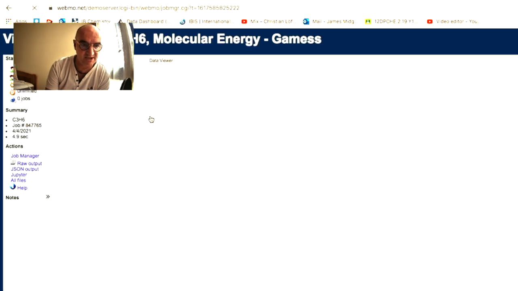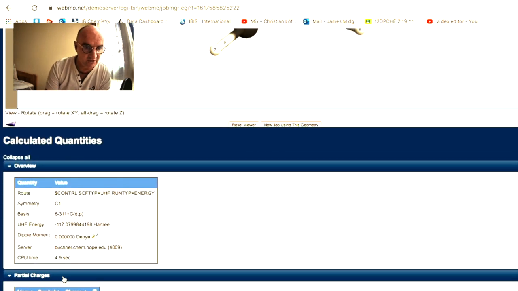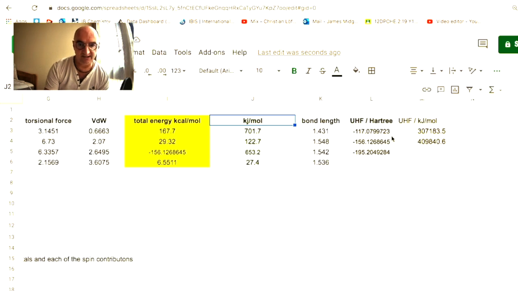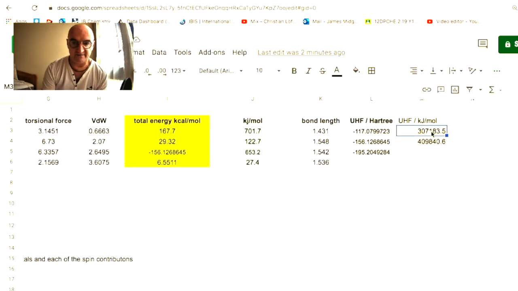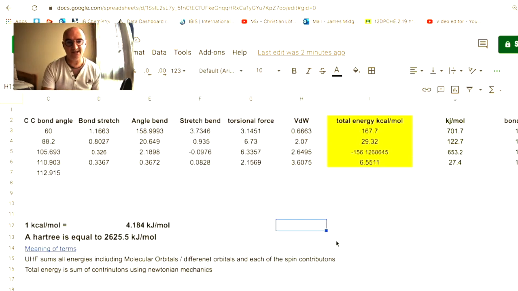So there's my C3H6. That will pop up in this screen. That's great. All looks the same until you go down, and then at the bottom here, you get the UHF energy in Hartree units. So you can just copy and paste that into here, which I've already done before, and converted it into kilojoules per mole using this equation here. So why is this useful?